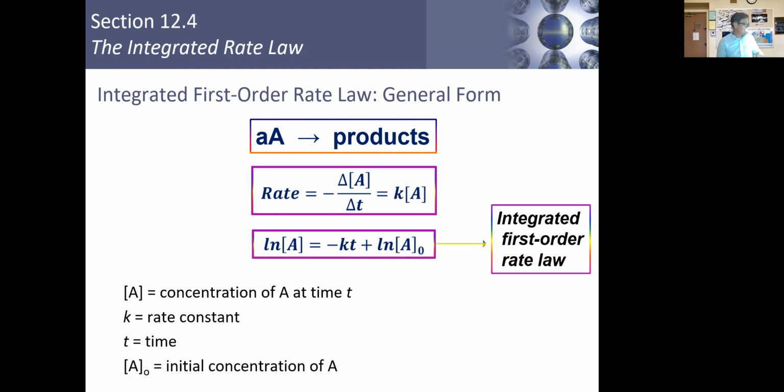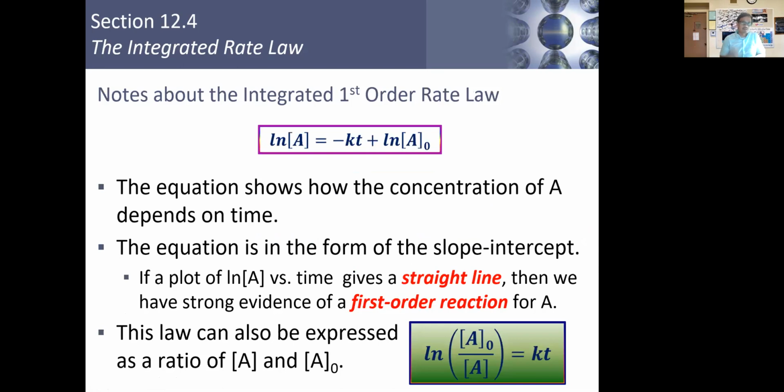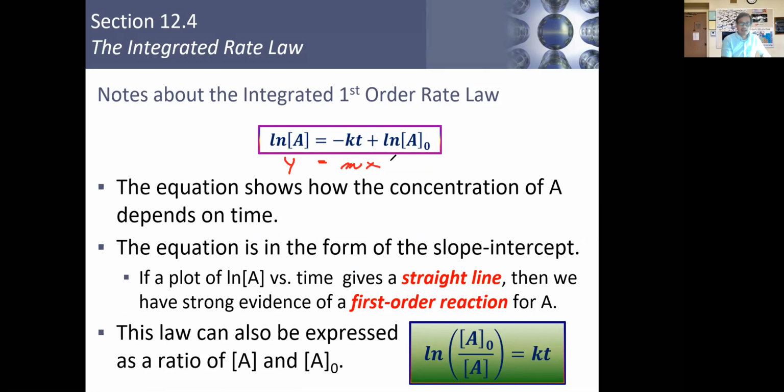Now, if you notice, there are a few other things about this integrated rate law. First of all, this is actually written in the slope-intercept form. Which means if we recognize the slope-intercept, this term on the left-hand side represents the y function. K is going to be the slope, T here is going to be the x function, and this is going to be the y-intercept.